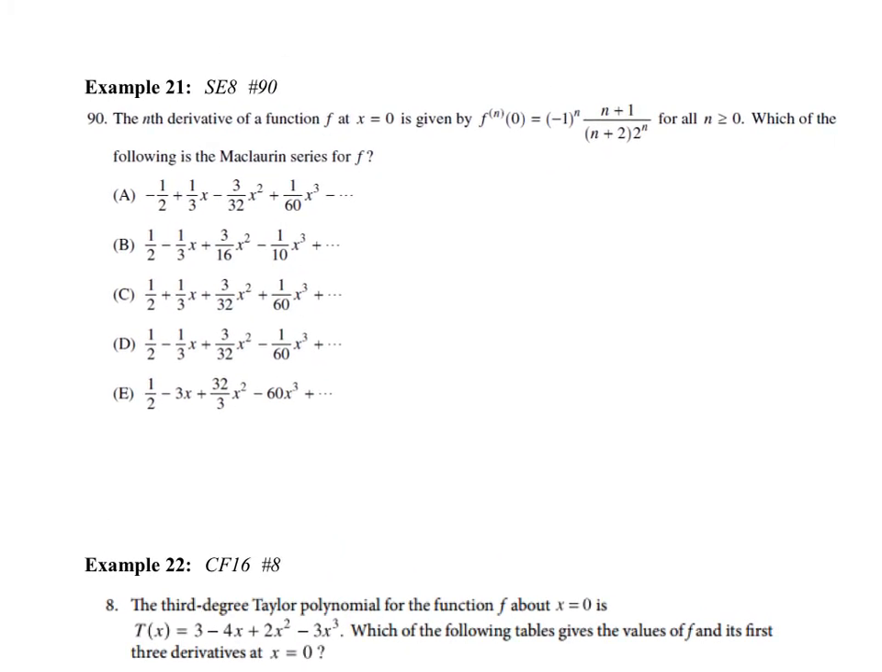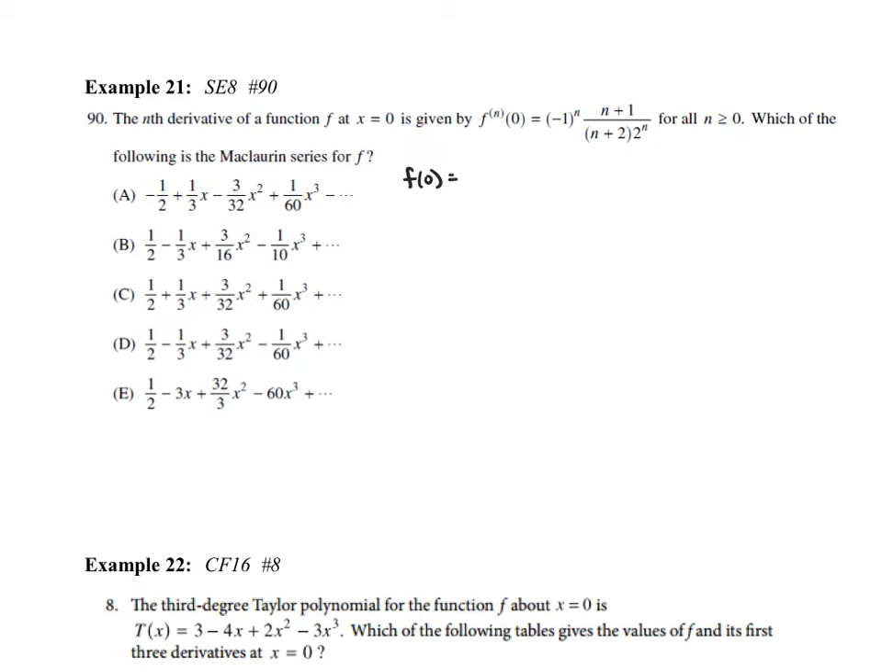All right, in example 21, it says the nth derivative of a function at 0 is given by that formula. Which of the following is the Maclaurin series for f? So again, the Maclaurin series is of course centered at 0. This one is certainly centered at 0. We're having to essentially find our function value and a series of derivatives in order to match the answer. So we're going to start with looking at the function itself.